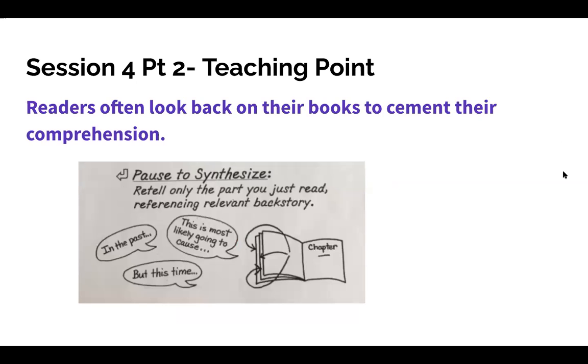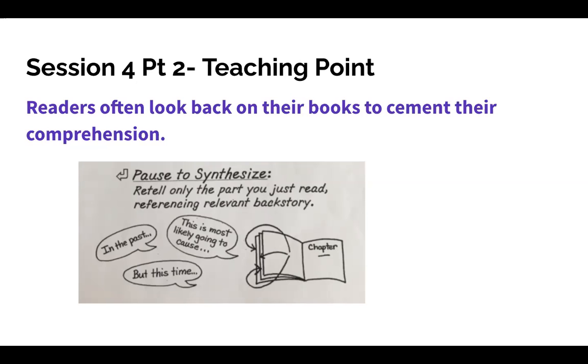So a really, really good trait of good readers is looking back at your books and cementing your comprehension. What that means is going back to previous pages and making sure you're reading everything correctly. Sometimes we do this with some sort of prediction. You might be like, oh, I thought this was going to happen, and then you go back a few pages and it's not what you thought.